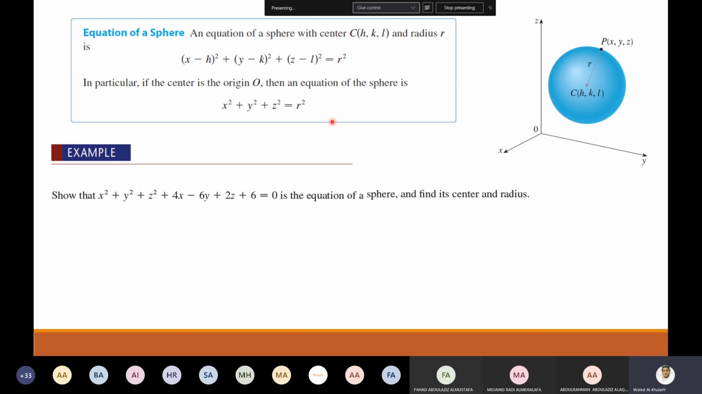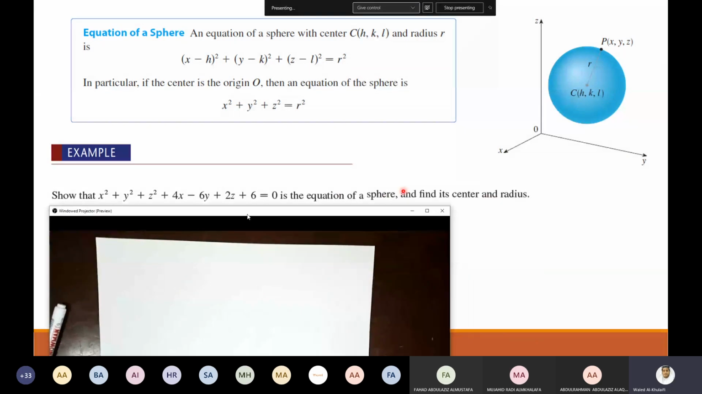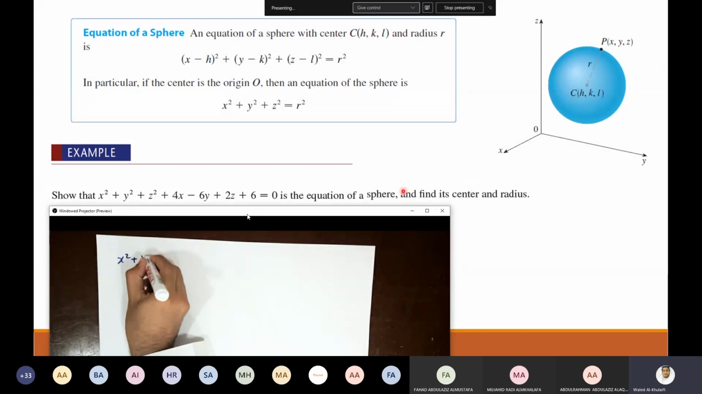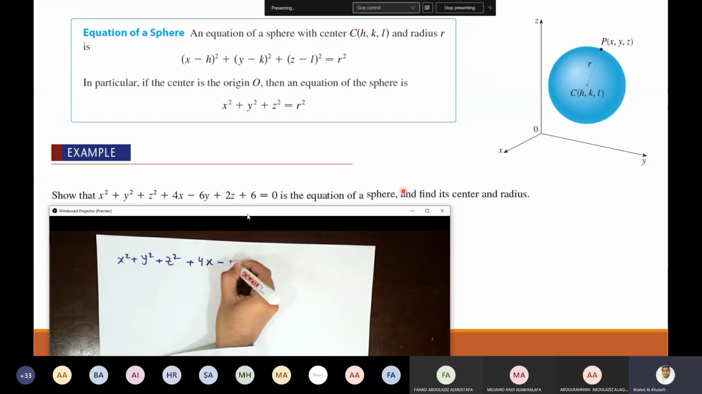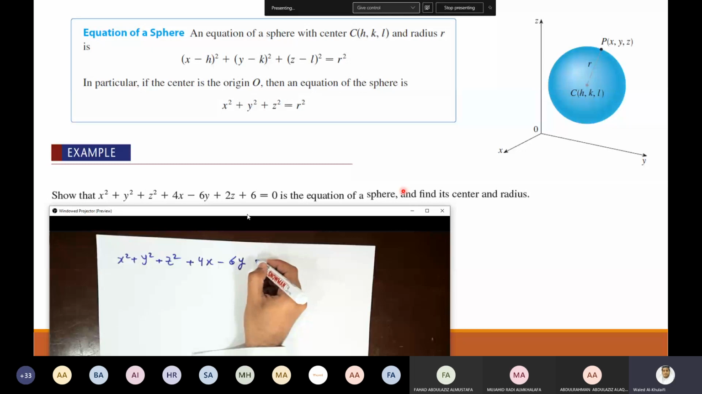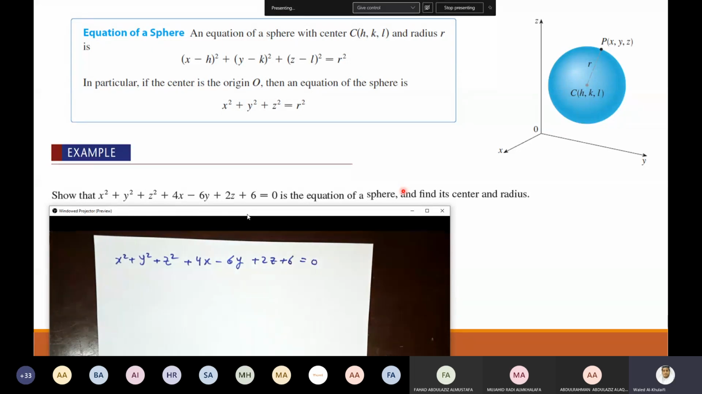So let's take this example. He said, show that this equation, which looks complicated to you, is the equation of a sphere and find its radius and center. Let me just copy this equation here quickly. So this is x squared plus y squared plus z squared plus 4x minus 6y plus 2z plus 6 equals 0.